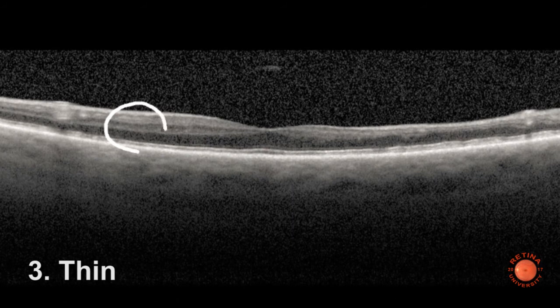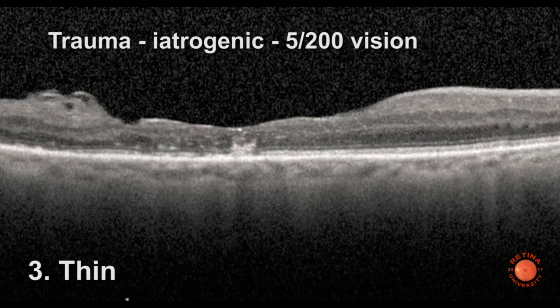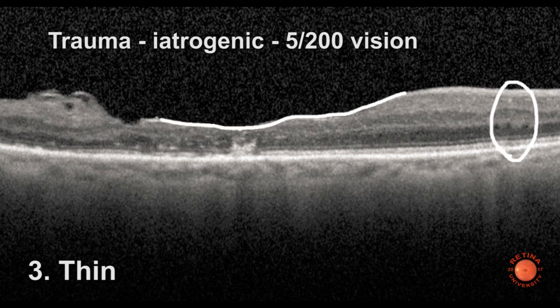There are two situations where the inner retina might look thin. One would be after an acute ischemic event when the retina cells have died and the inner retina thins out. The second is iatrogenic, where sometimes after macular surgery with an adherent macular pucker, there is an inadvertent removal of some of the inner retina, which can be seen on the OCT scan and sometimes does manifest with vision loss.